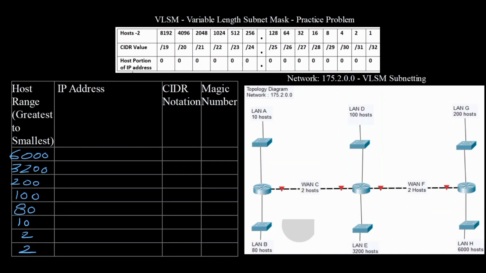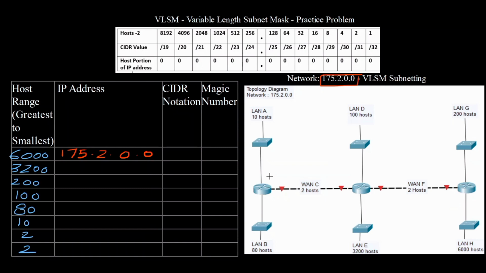So now we did the first step towards VLSM subnetting of this network. What's required next? Next, I want to write down the IP address. Starting from the actual IP address, I'm going to write down the same IP address that I have, the one I'm using now, 175.2.0.0, which is the actual IP address for my network.